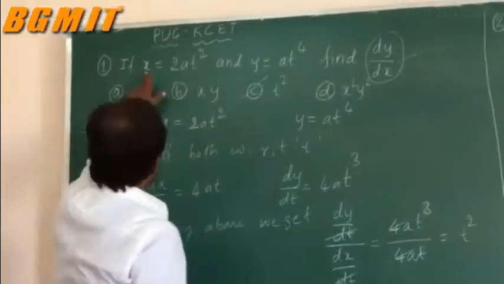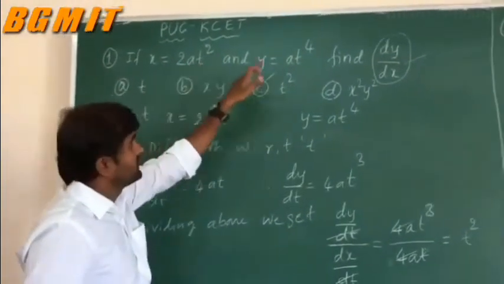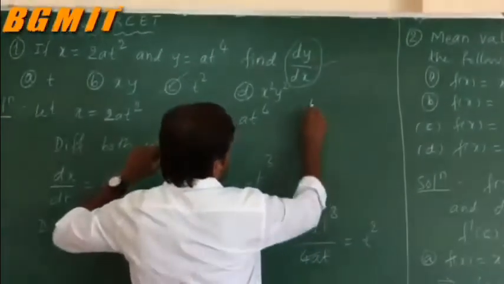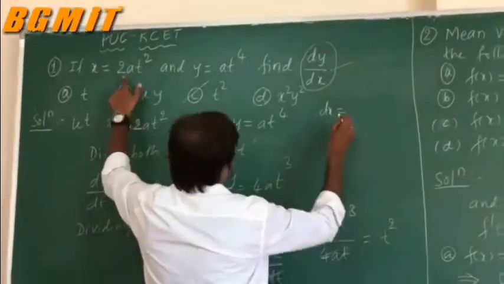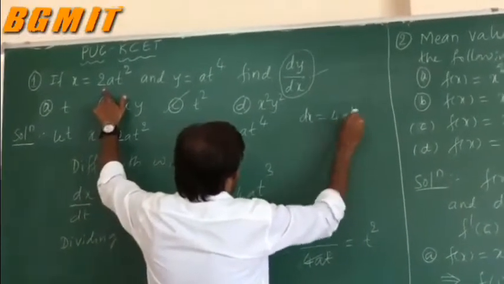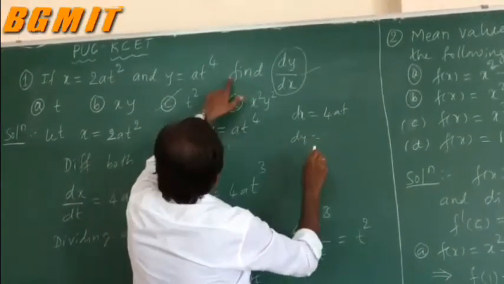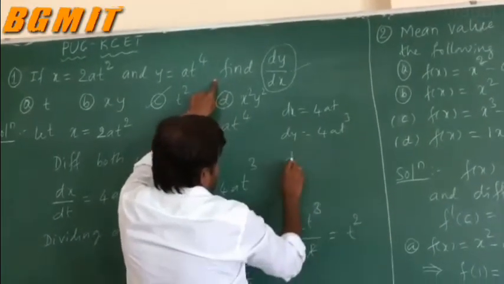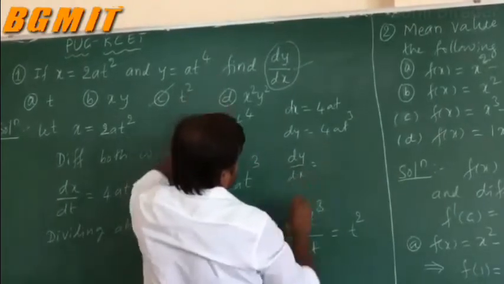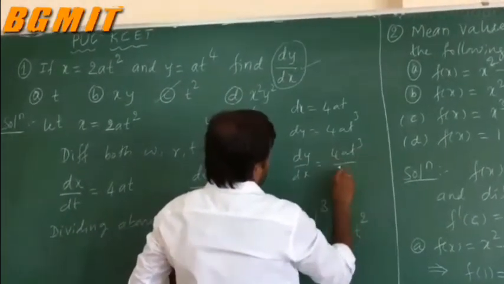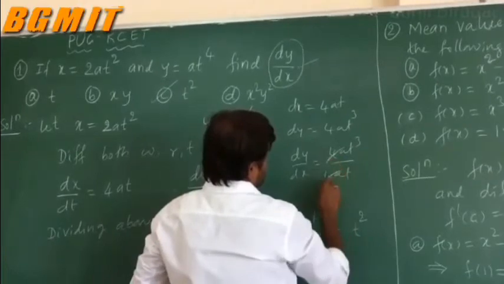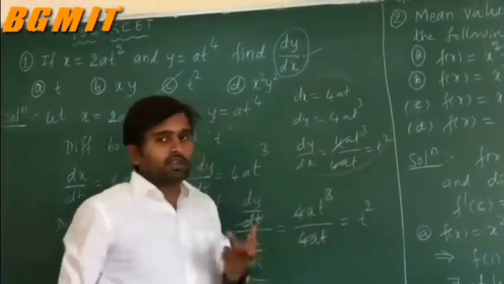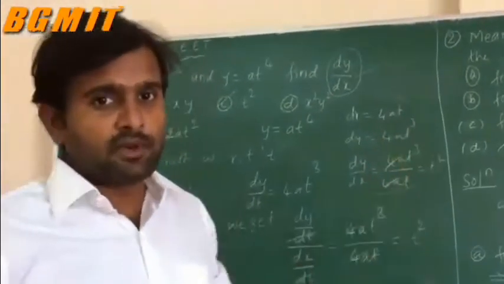Here x derivative is with respect to t, here also with respect to t. Now dx is 4at, and dy is 4 into 4at cube. Now dy by dx equal to 4at cube by 4at, so this is t square. Like this, in one or two minutes you get dy by dx. You get it?